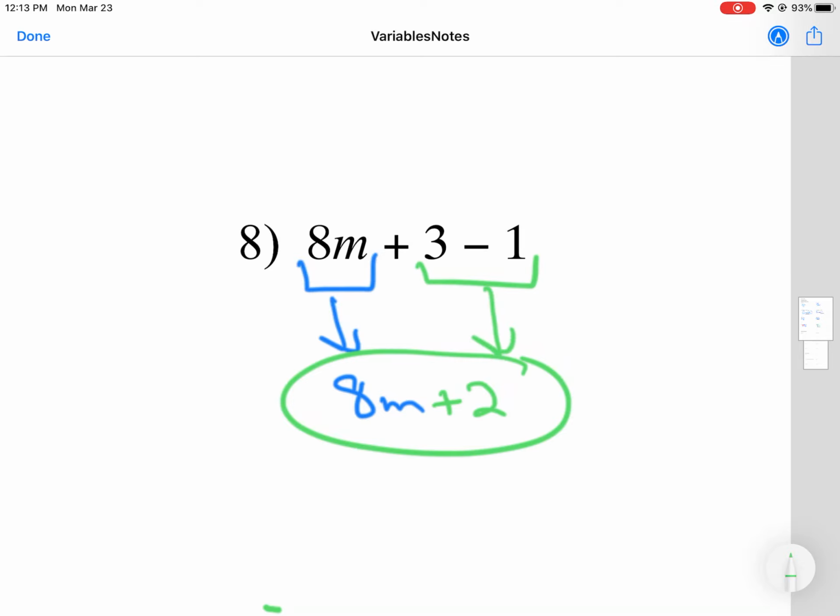And that's all. The biggest part for this one is it's a positive 2, so write a plus sign, because we need to let the person know that this is a plus 2. So those are review notes on combining like terms. And check out the next video. That's going to be on multiplying and dividing variables.